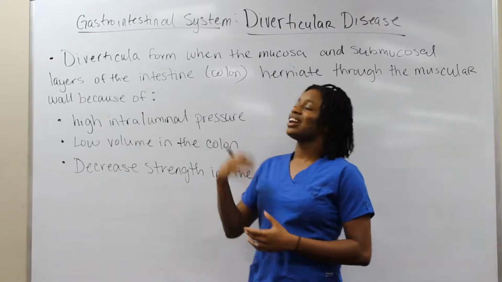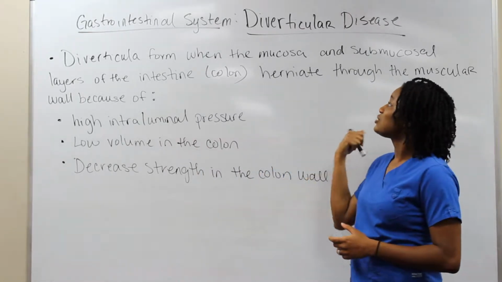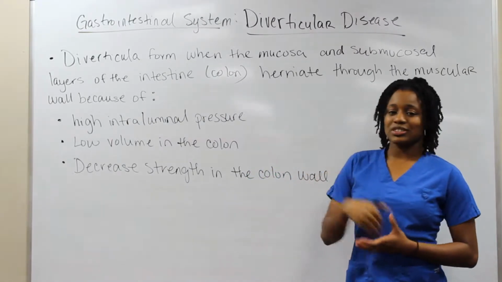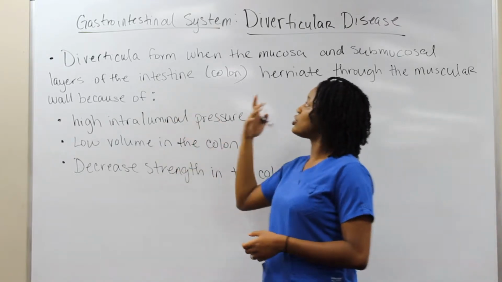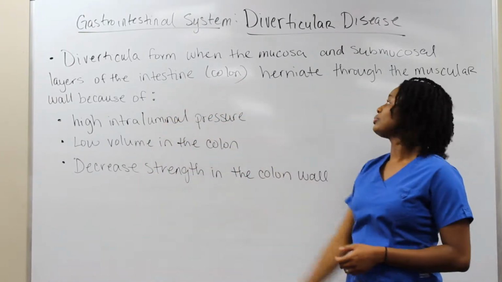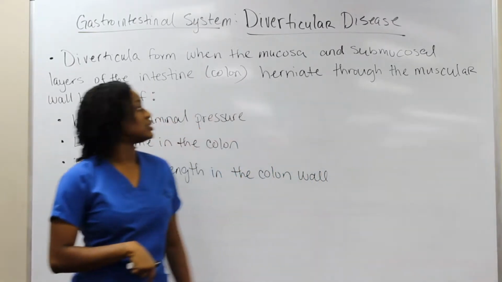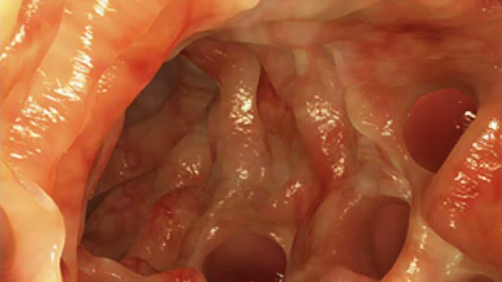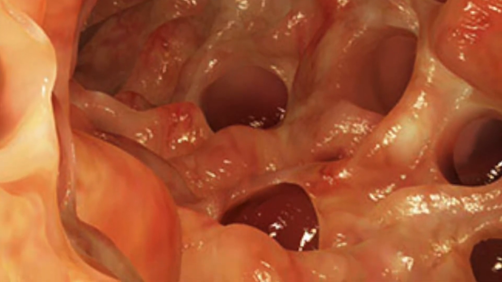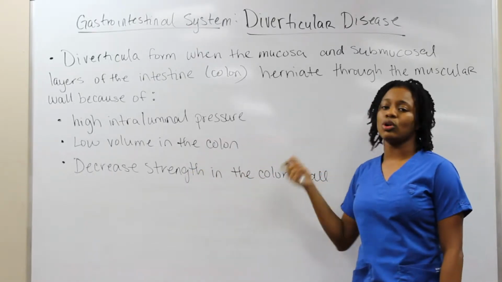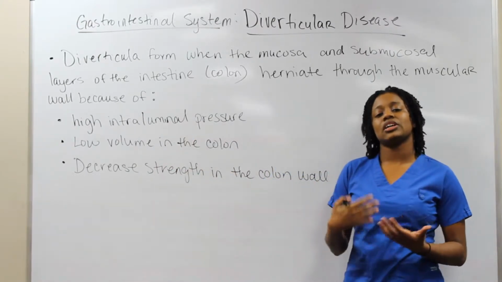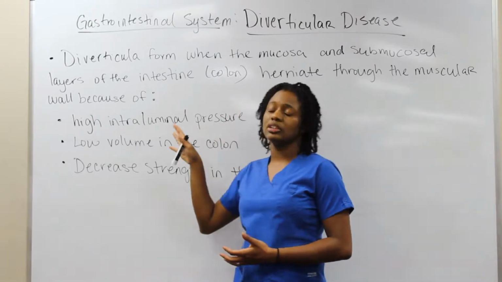All right, so now we're going to talk about the gastrointestinal system, referring to diverticular disease. With diverticular disease, you have a diverticula, which is formed when the mucosa and the submucosal layers of the intestines, also known as the colon, because we're talking about the large intestine here, herniate through the muscular wall because of high intraluminal pressure, low volume in the colon, or decreased strength in the colon wall. So these are the different ways this can occur.